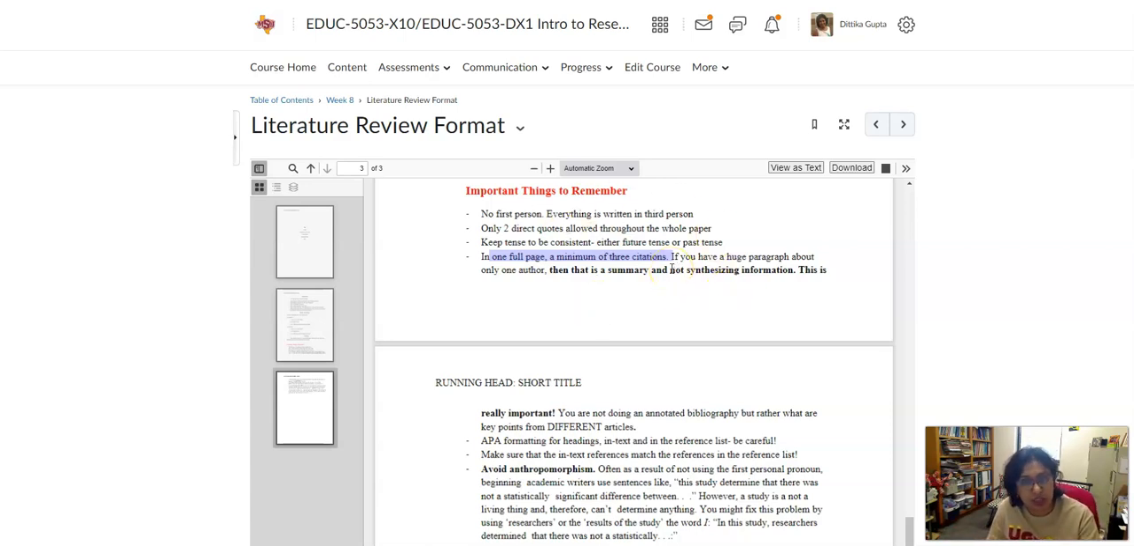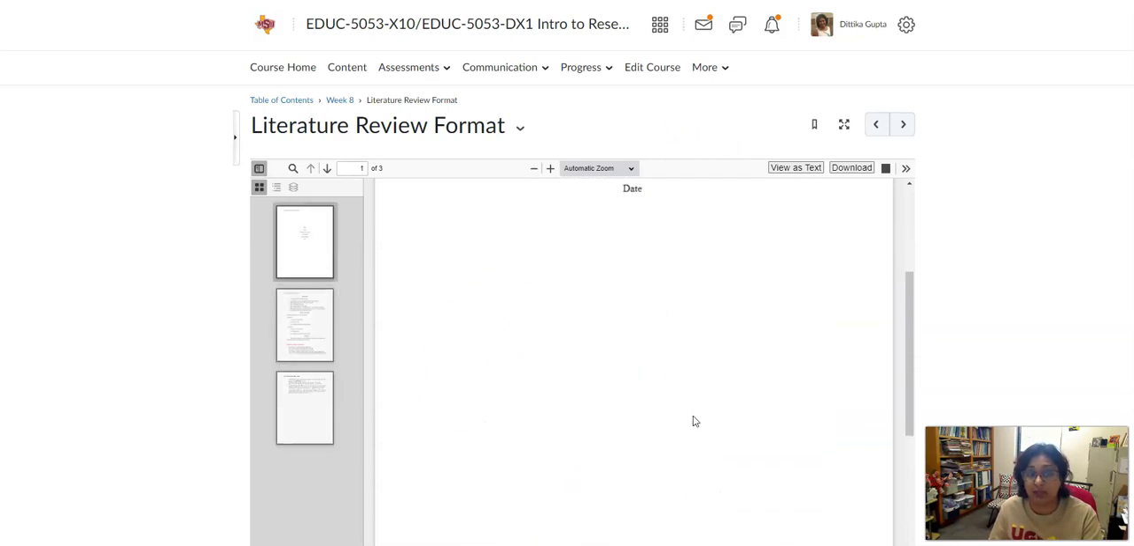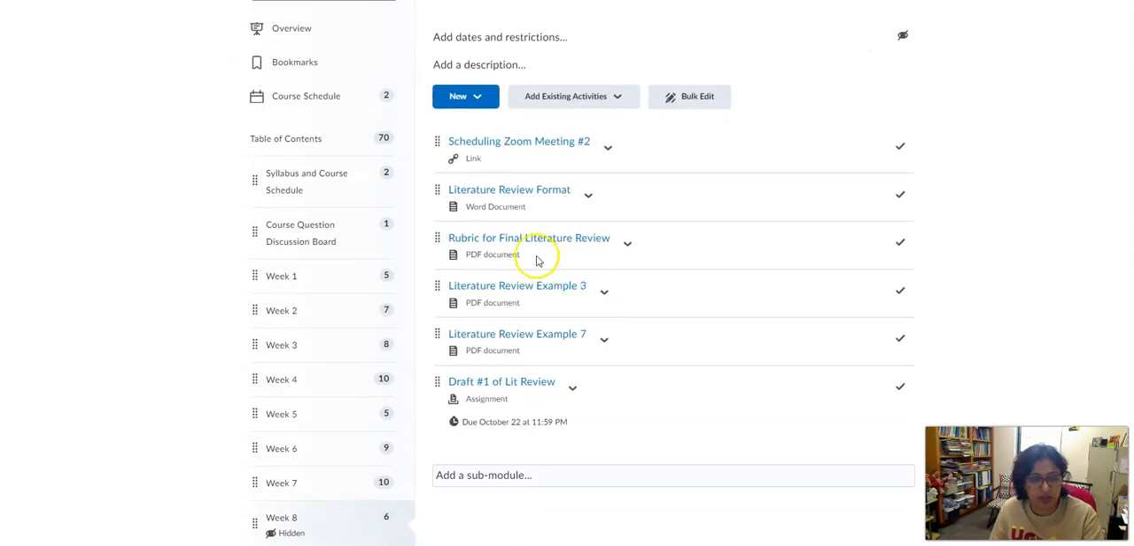I'm going to show you the examples and explain that in just a bit. APA formatting and all the in-text citations and the reference list, everything is included as you are submitting your drafts, okay? So here is the rubric. Let me open the rubric and then I'll open the examples.